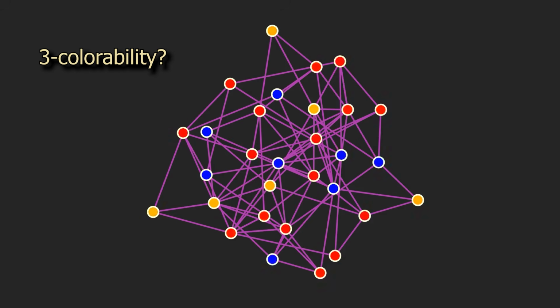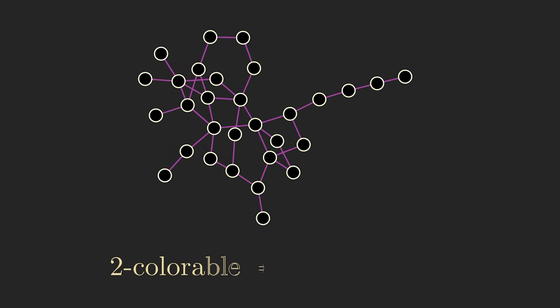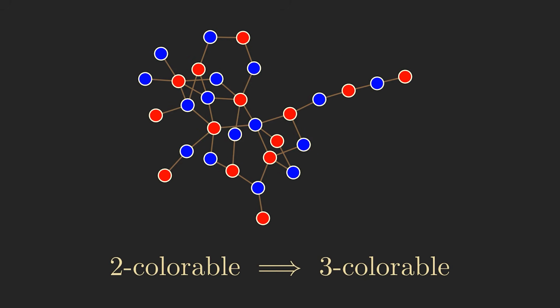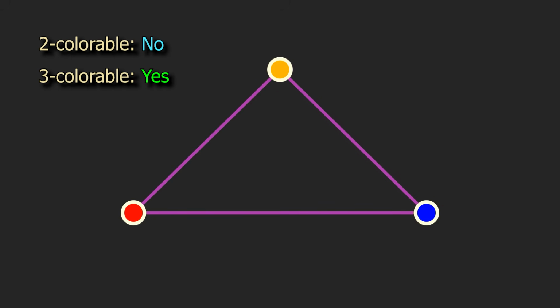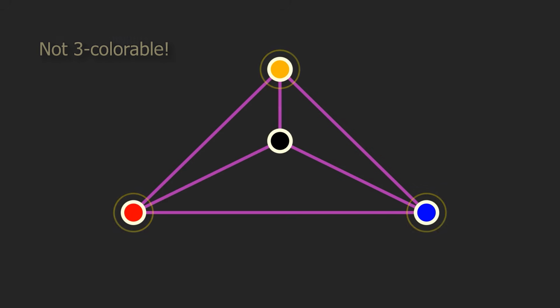3-colorability is a less restrictive property than 2-colorability, as in every 2-colorable graph is still 3-colorable, just don't use the third color. And for some graphs which are not 2-colorable, for example this triangle graph from earlier, the addition of that third color makes it work. So actually finding a coloring has become easier, but again there are graphs which are not 3-colorable, for example this one. So how hard is the algorithmic task of determining whether a 3-coloring is possible?